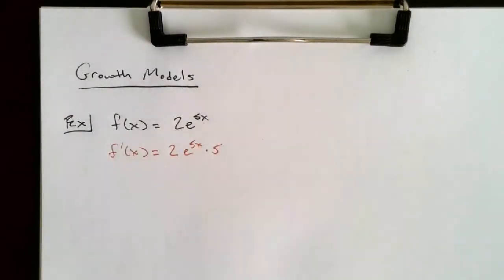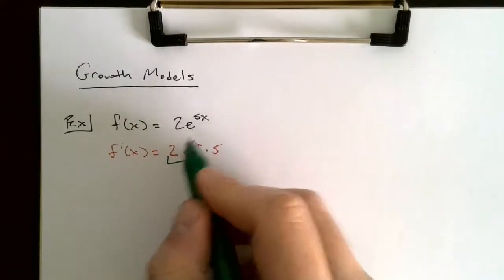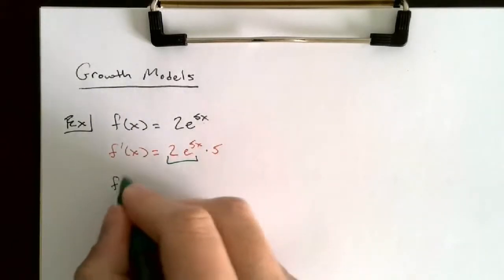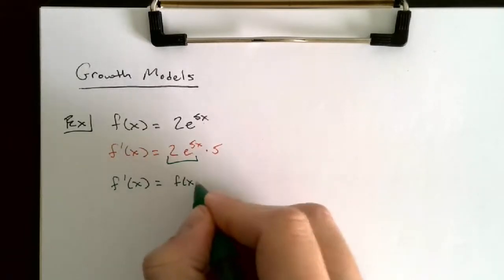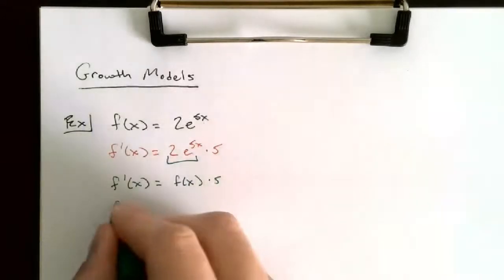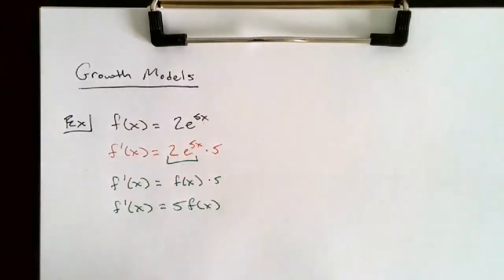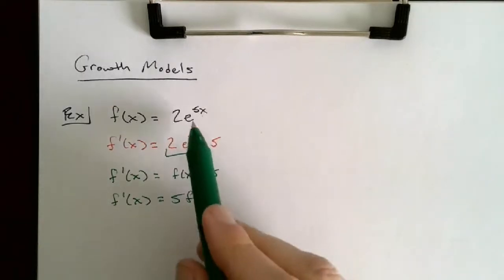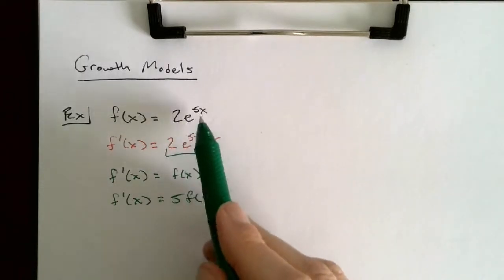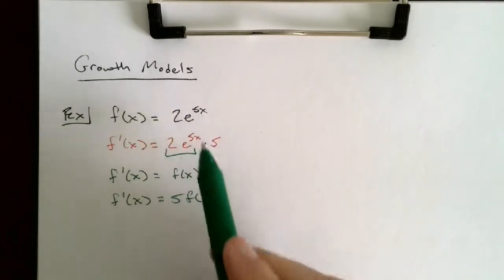Now, the thing to notice is that 2e to the 5x is actually what f of x originally was. So another way of writing f prime of x is f of x times 5, or f prime of x equals 5 f of x. We're writing it in terms of the original function f of x. This happens with exponentials because when you take the derivative of e to a power, you get itself, and then you're just multiplying by the derivative of the exponent.